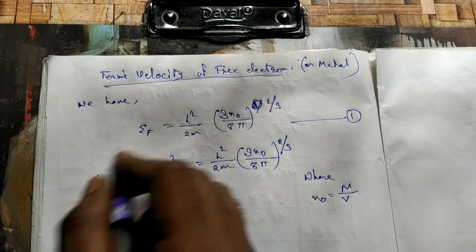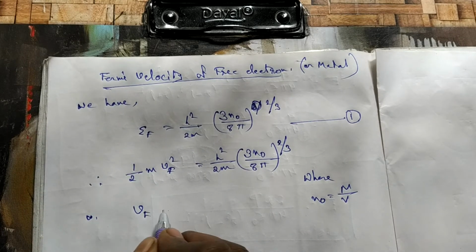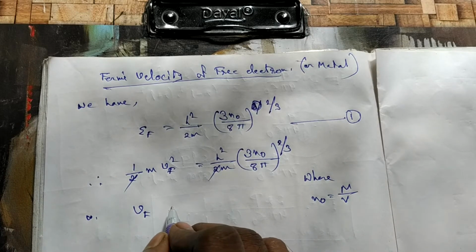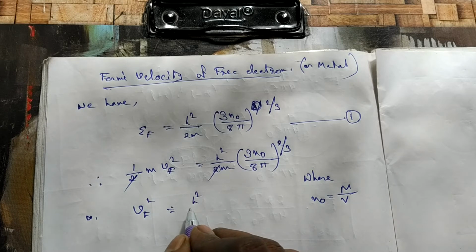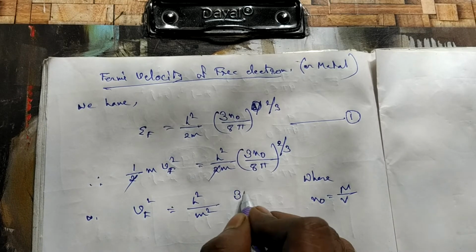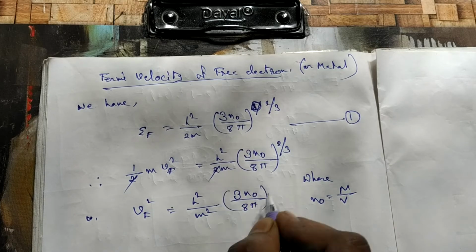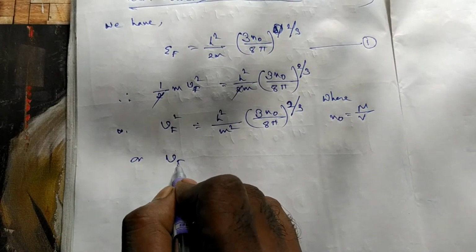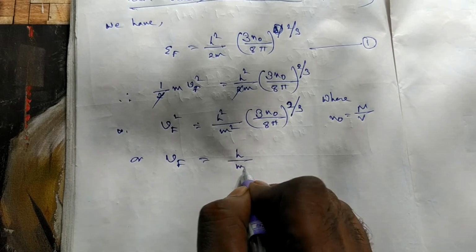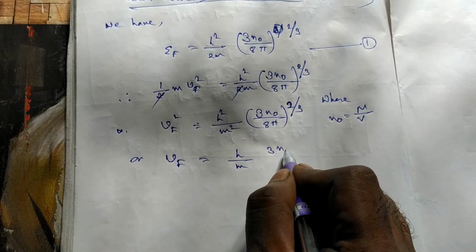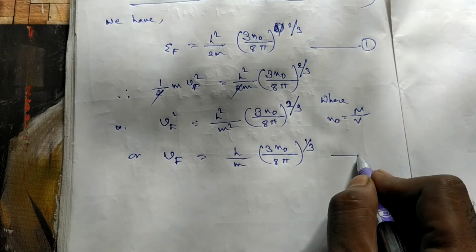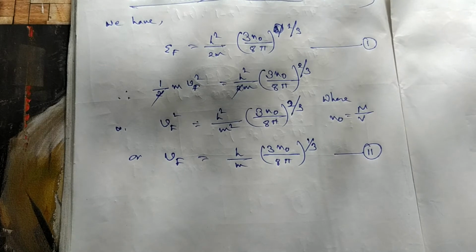If you simplify this expression, 2 is cancelled out, and v_F square becomes h square by m square, 3 n0 by 8 pi, whole to the power 2 by 3. If you take the root on both sides, you get v_F is equal to h by m, 3 n0 by 8 pi, to the power 1 by 3. This is equation 1, the Fermi velocity.